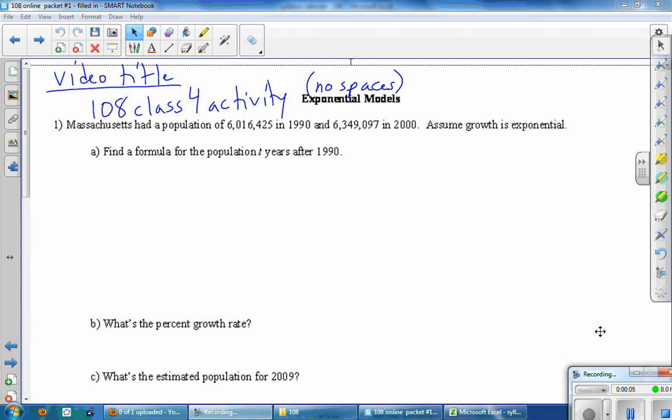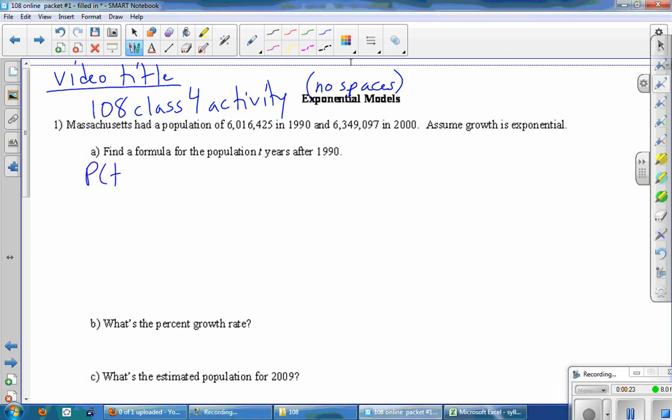Exponential models. 1. Massachusetts had a population of 6 million and change in 1990 and 6.3 million in 2000. Assume growth is exponential. A. Find a formula for the population t years after 1990. So we'll start with our general exponential formula. P of t is a times b to the t.